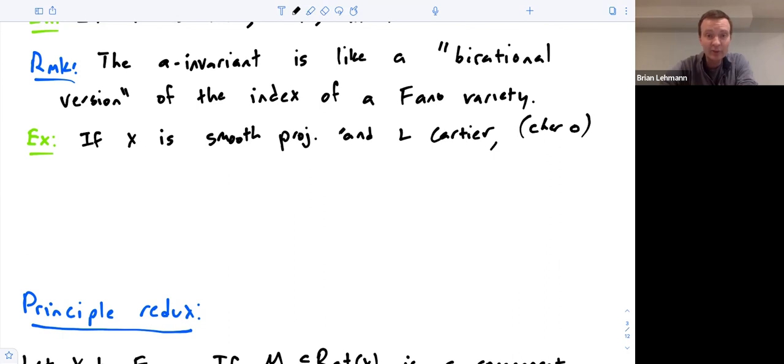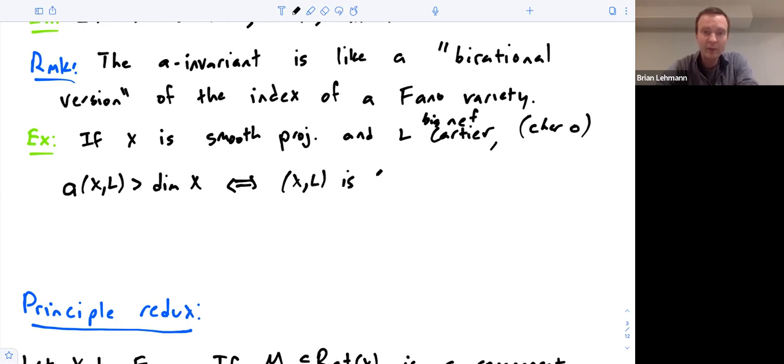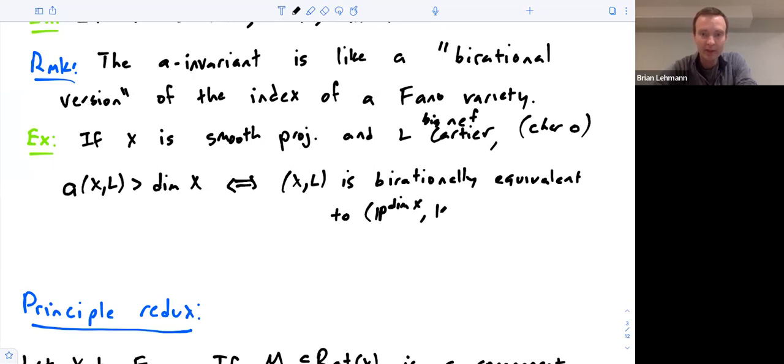So suppose that X is smooth projective, and then suppose that we're polarizing it by a big enough Cartier divisor L. Then the Fujita invariant is larger than the dimension of X if and only if (X, L) is birationally equivalent to projective space equipped with the hyperplane class.